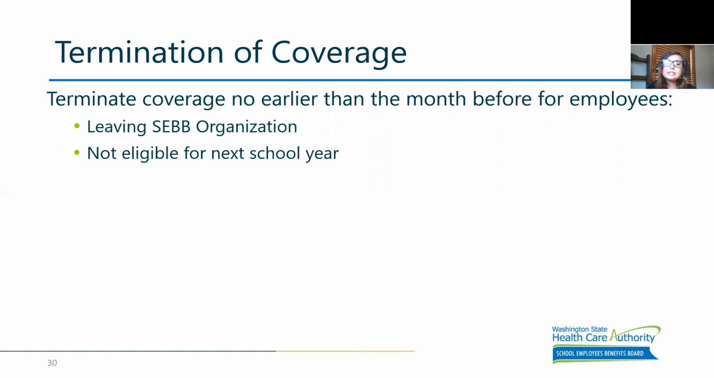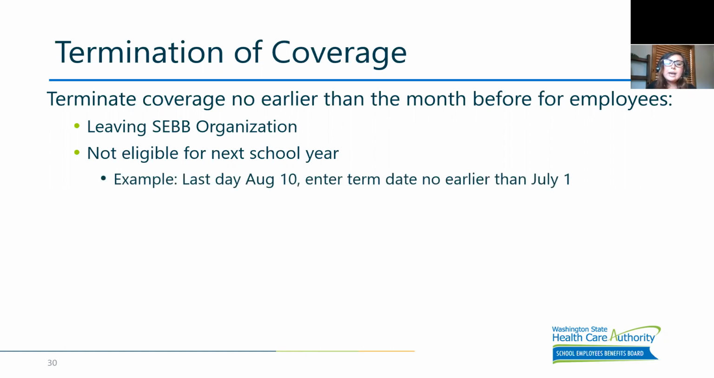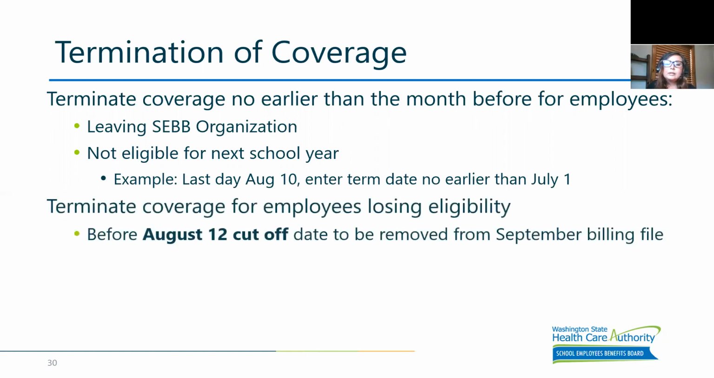All right, so here's an example for you. You have an employee whose last day is August 10th. You can enter their term date no earlier than July 1st in SEBB My Account. Now, you'll want to be sure to terminate coverage for employees losing eligibility before August 12th to have them removed from your September billing file. If you're entering their termination date after August 12th, they're still going to show up on your September billing file. So really, August 12th is that cutoff.